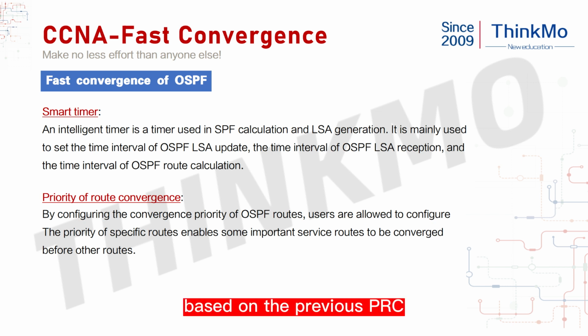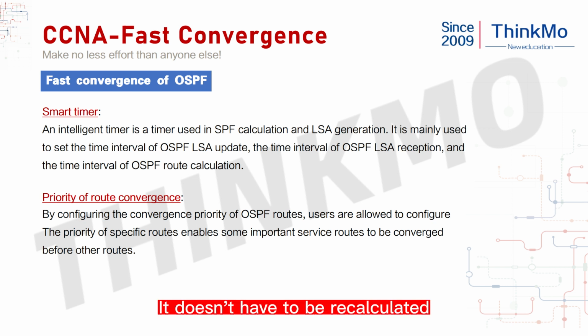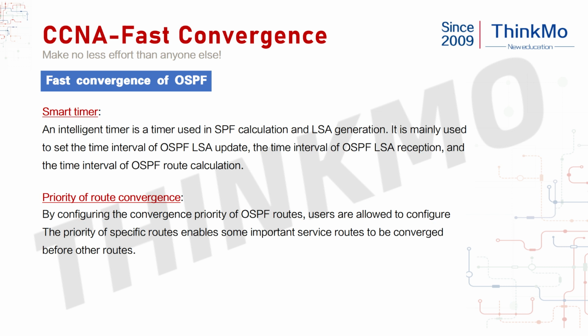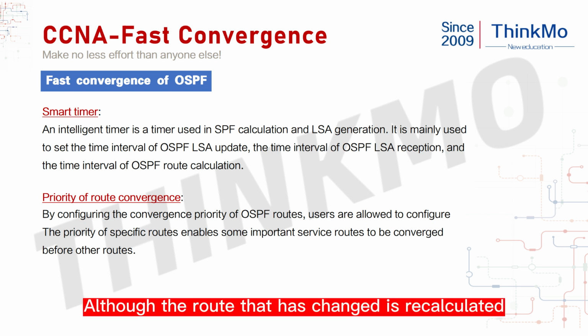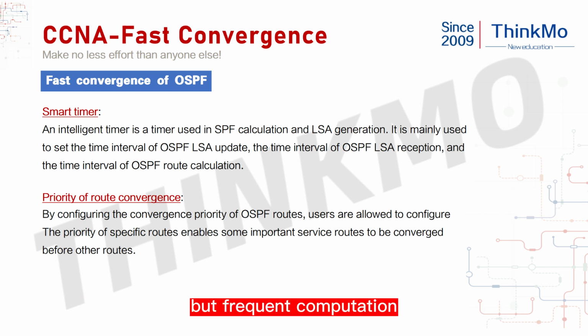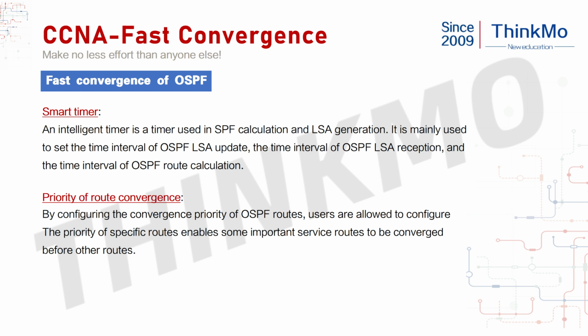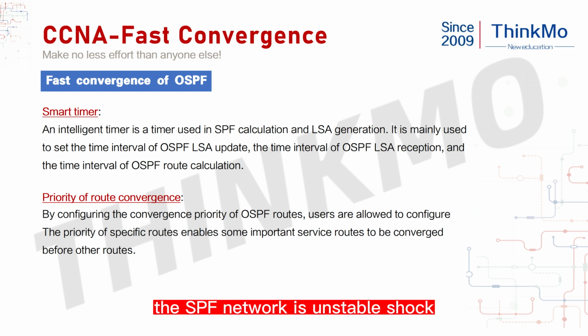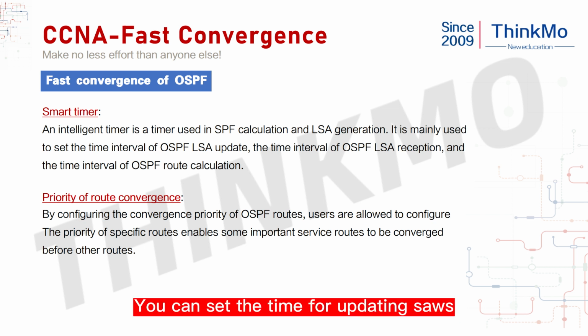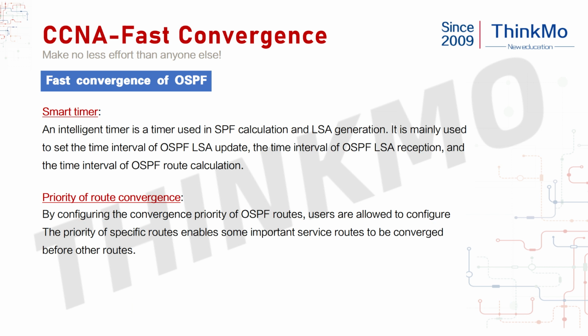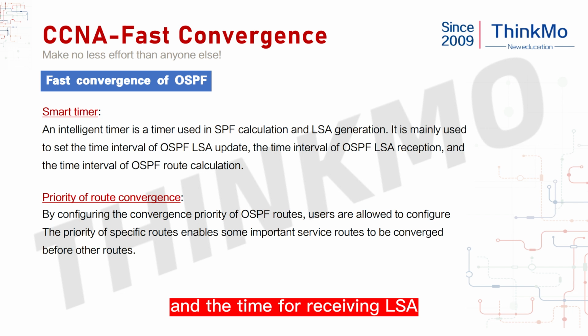Based on the previous PRC, it doesn't have to be recalculated, although the route that has changed is recalculated. But frequent computation makes the SPF network unstable, causing shock. So use smart timers. You can set the time for updating LSAs and the time for receiving LSAs. The more you shake, the slower it takes to update.